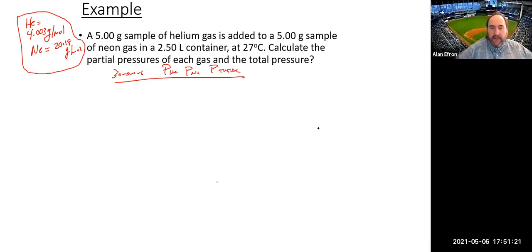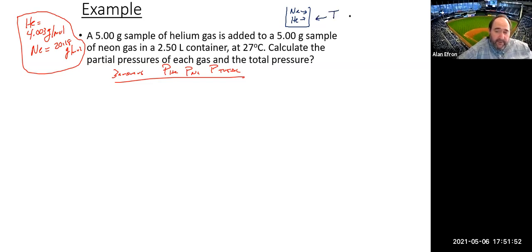Okay, so let's take a look. This is definitely a partial pressure, mixture of gases type situation. We basically have one container, and flying around in that container is some neon gas making collisions, causing some pressure. Along with it is some helium that's flying around, also doing some collisions, causing pressure.